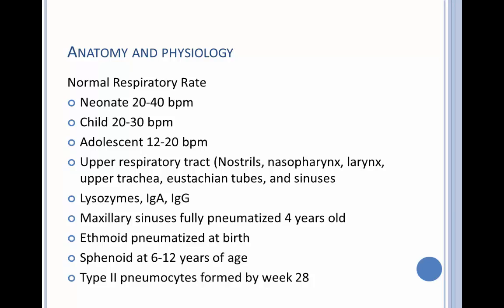Take note of the physiological normal of the respiratory rate by age. Typically, the neonate is 20 to 40 breaths per minute. Children is 20 to 30. An adolescent is 12 to 20 like an adult. A normal respiratory rate is inversely proportional to the patient's age. The younger the patient, the higher the expected respiratory rate. So as a clinician, you will be less concerned about a neonate breathing at a rate of 60 breaths per minute than a 10-year-old child, for example.